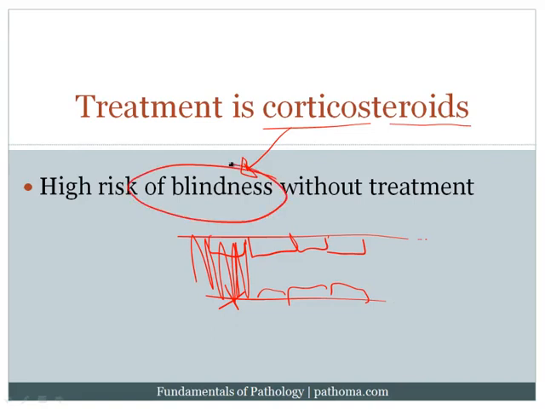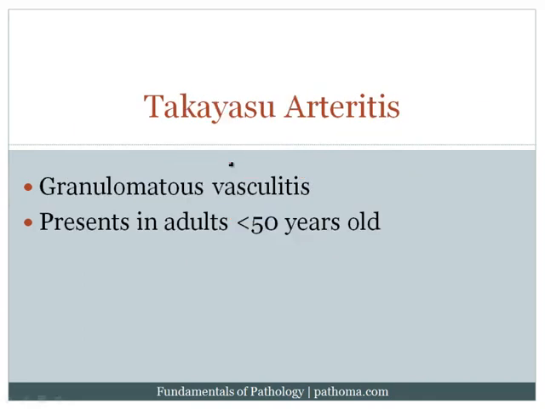And so we need to be particularly cognizant of this disorder and recognize that we need to treat it immediately. In fact, if we even suspect this disorder, we would go ahead and treat even if we don't have confirmation on a biopsy. So you want to treat them as soon as you think that this disorder might be a possibility. Now another large vessel vasculitis would be Takayasu Arteritis.